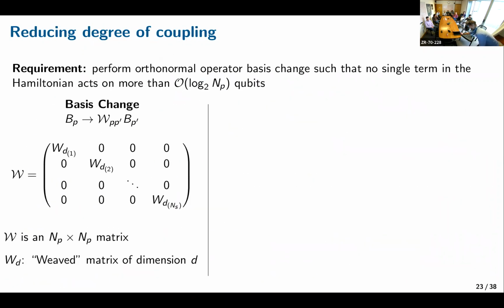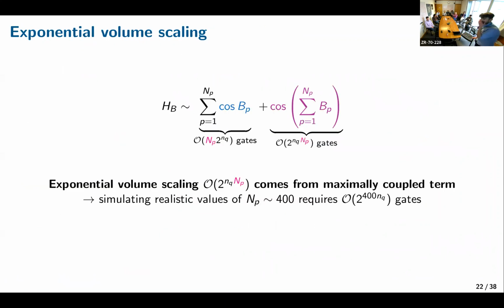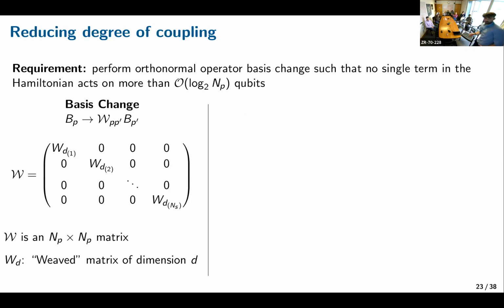Okay. So now that we know where this exponential volume scaling comes from, we can think about how to break it. This will be done by performing an orthonormal operator basis change. The general idea is you want to change the operator basis such that no cosine in your magnetic Hamiltonian contains more than a number of terms that is logarithmic in the volume. If you can do this, then you'll break your exponential scaling.